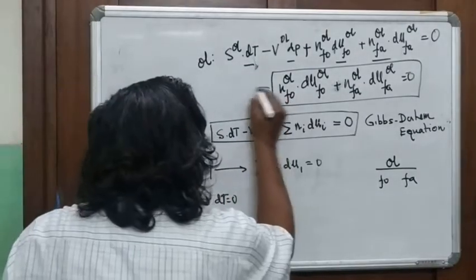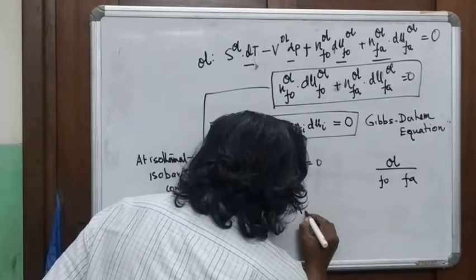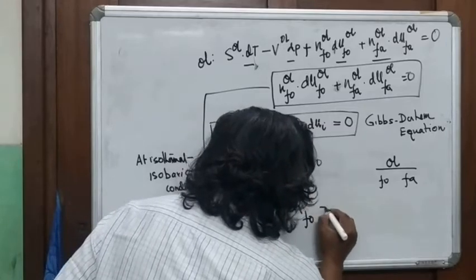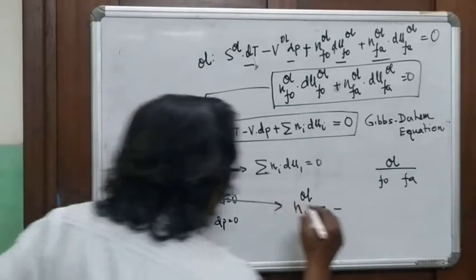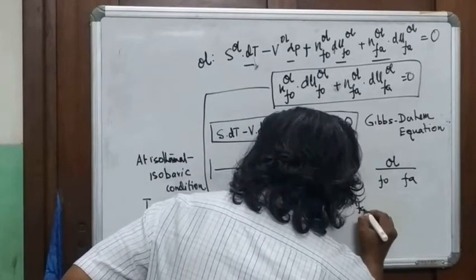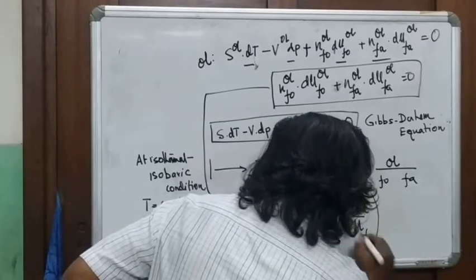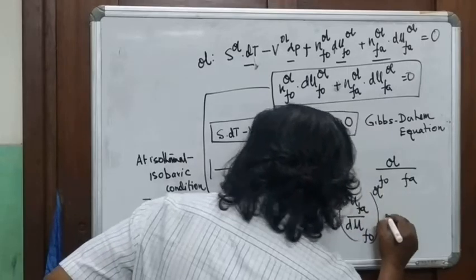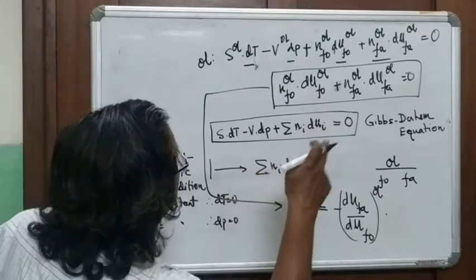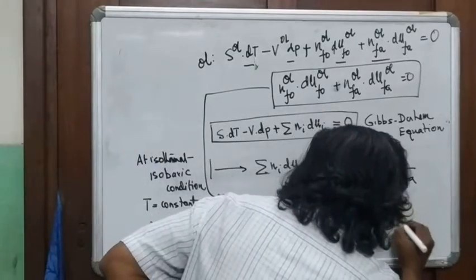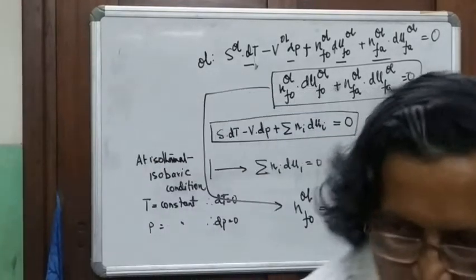Now, if I bring this down here and write N forsterite in olivine is equal to minus d mu fayalite by d mu forsterite in olivine times N fayalite. Now look at this. What does this tell you?